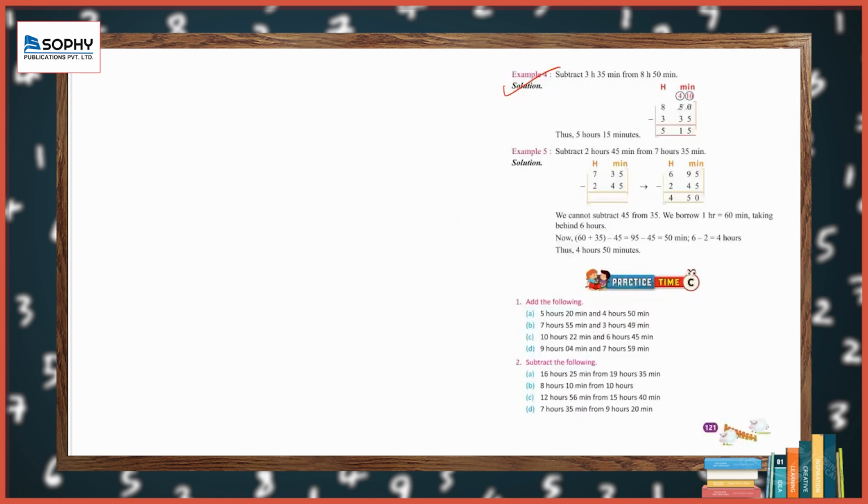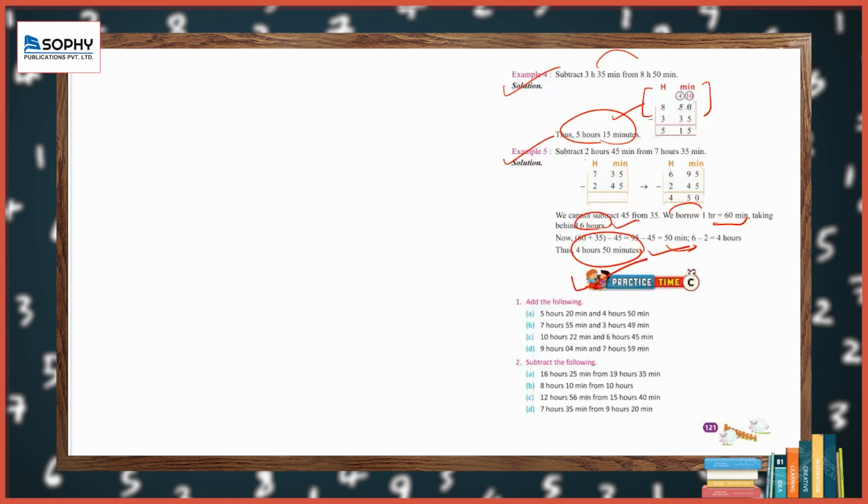Now when we subtract, students, we have to subtract these terms. So here is our hour and here is the minute. So when we subtract the minute in the minute column and the hour in the hour column, the difference is 5 hours 15 minutes. In example number 5, students, we have to subtract 2 hours 45 minutes from 7 hours 35 minutes. So when we borrow 1 hour, which is equal to 60 minutes, taking 6 hours, the difference we get is 4 hours 50 minutes.